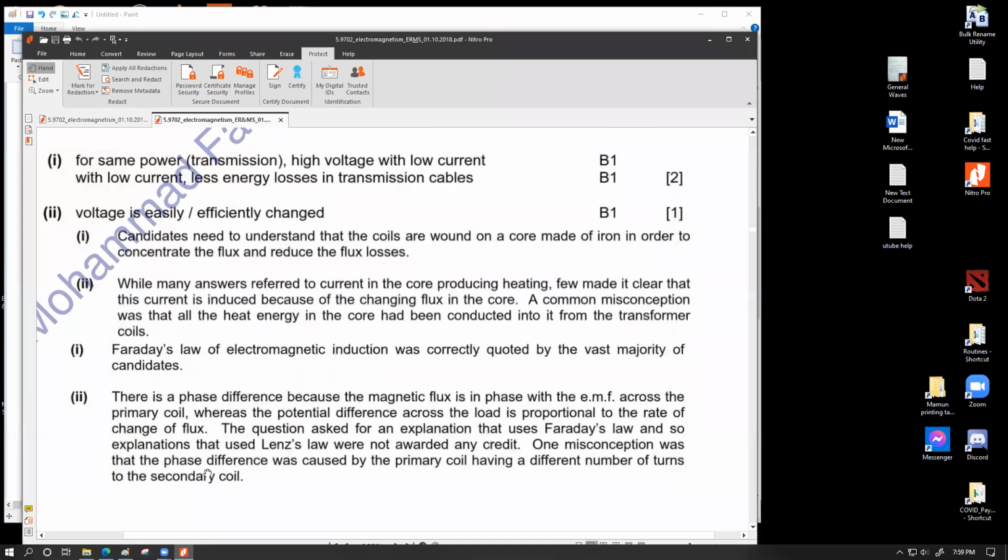One misconception was that the phase difference was caused by the primary coil having a different number of turns to the secondary coil. This is absolutely untrue. The primary coil having a different number of turns only affects the magnitude of the maximum voltage that we're going to get. The bigger turn coil will always be associated with bigger voltage. Vp by Vs equals Np by Ns. That's that. But the phase difference is coming from Faraday's law because of the rate of change of flux. Okay, so that's that.